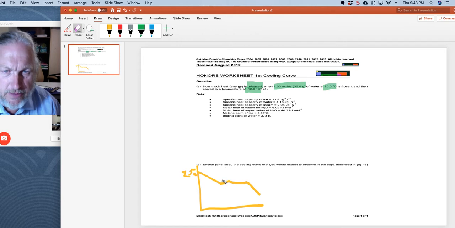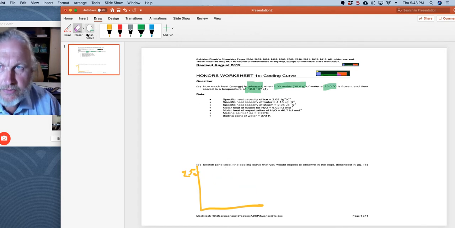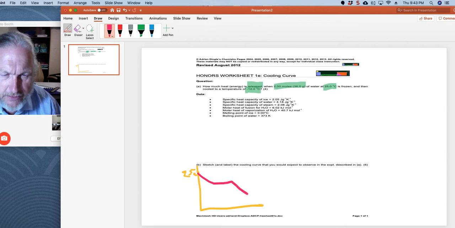Okay, let's draw this right here. Well, just erase the whole thing. So we're going to draw again. Let's change the color so we don't have that color. So I'm at 25 degrees C. It goes down. Then it flattens out. Then it starts to go down again. So what temperature does water freeze at? 0 degrees C. And then it's going to be cooled down to minus 12. Just put a little line right there. Okay, that's minus 12 degrees C.